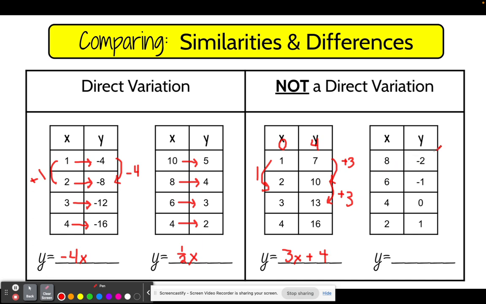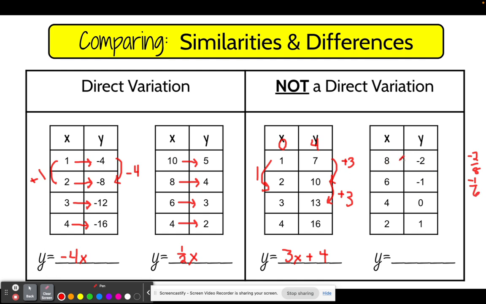Okay, let's look at this. My y over x, this would be -2 over 8. That is 1/4. I have -1 over 6. That's -1/6. Those are not the same, so this is not a direct variation. I can tell that right away.